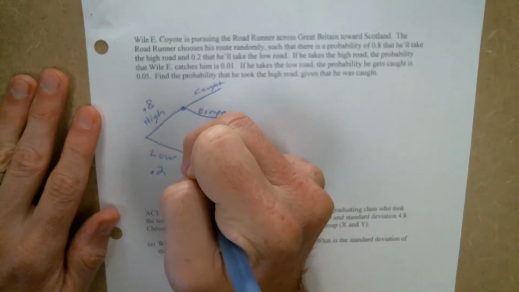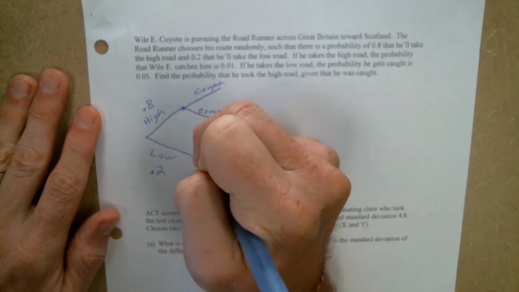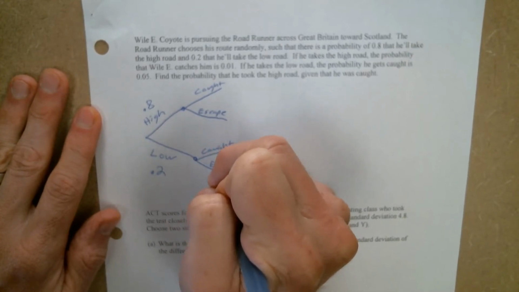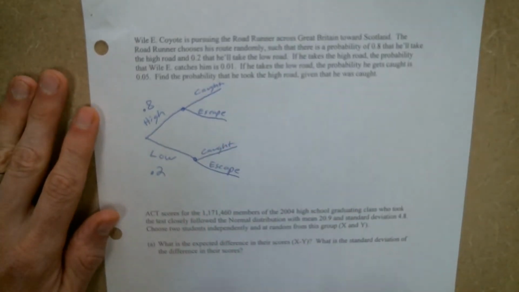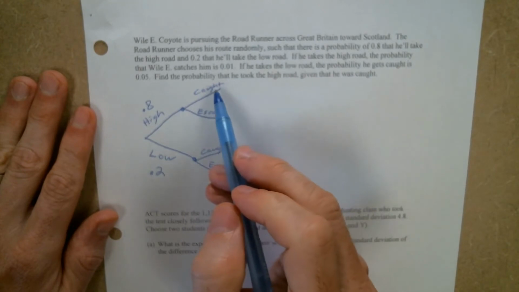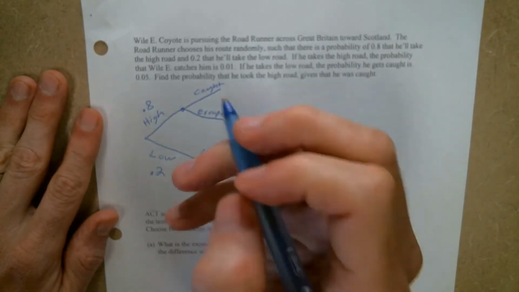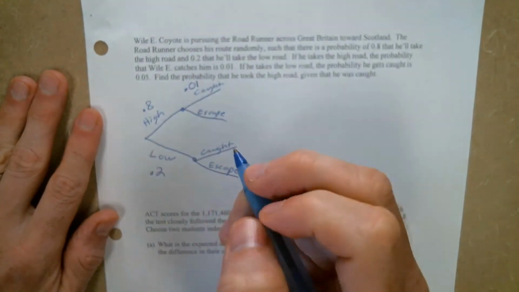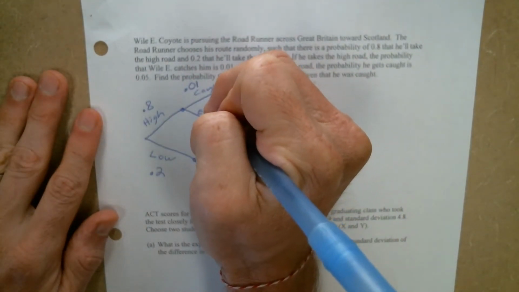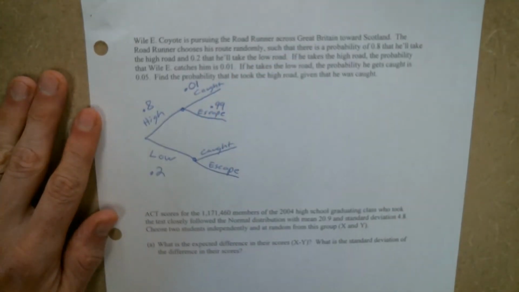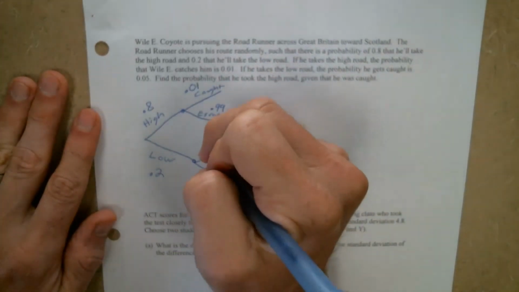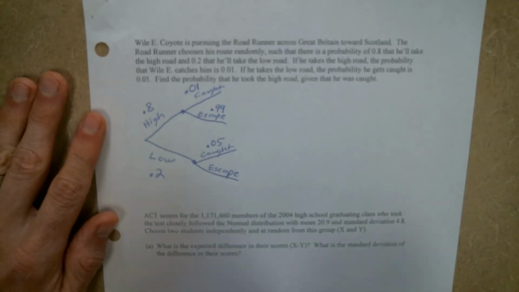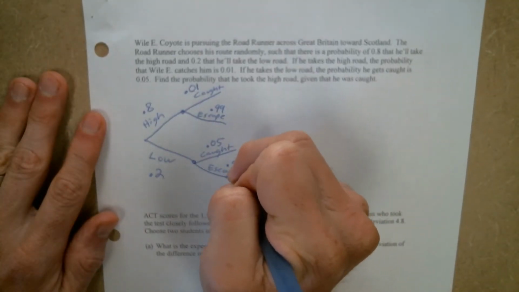If he takes the low road, he can either be caught or he can escape. Now, let's see what the problem is telling us. It says if he takes the high road, the probability he gets caught is 0.01, which means the probability that he escapes must be 0.99. If he takes the low road, the probability he gets caught is 0.05, which means the probability that he escapes is 0.95.